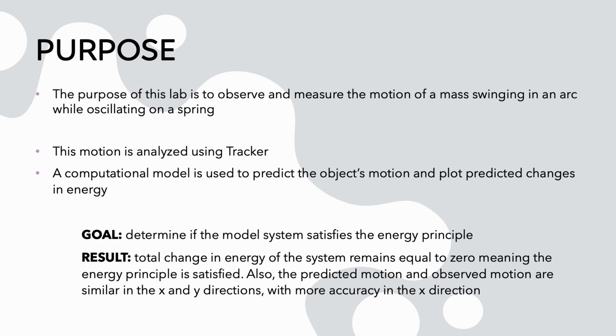The purpose of this lab was to observe and measure the motion of a mass swinging in an arc while oscillating on a spring. We used Tracker to analyze the footage, and we used GlowScript to predict changes in energy. The goal of the lab was to determine if the model satisfied the energy principle, and we found out that it does, and the predicted model was very closely similar to the observed.